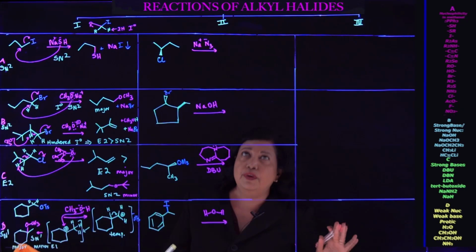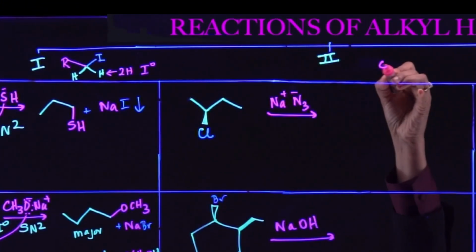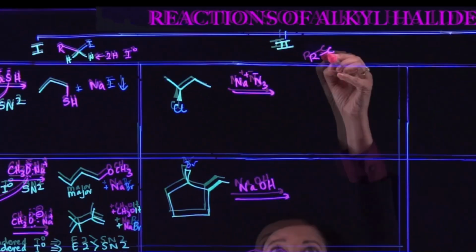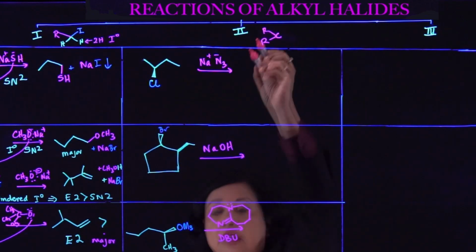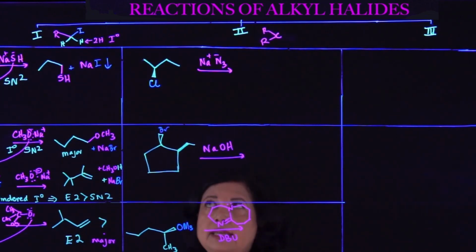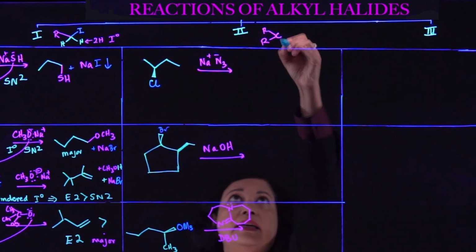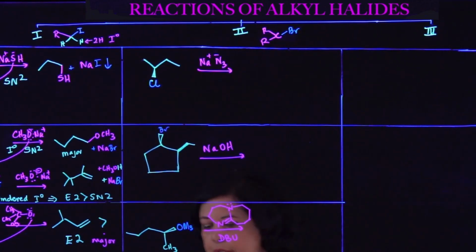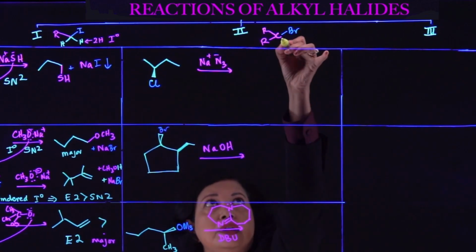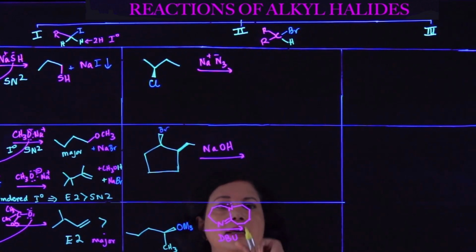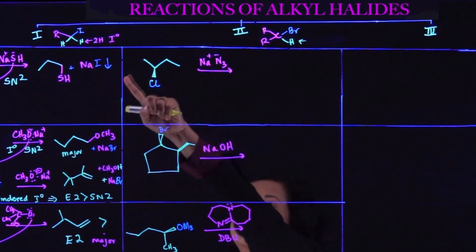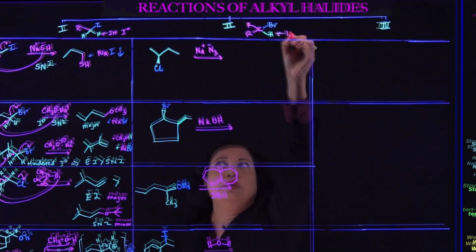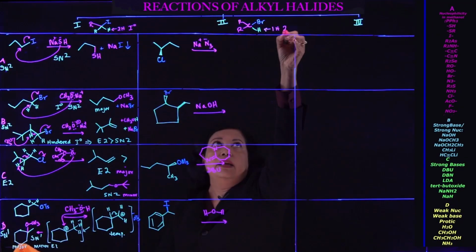So how do we identify a secondary? That's really key to these reactions, being able to identify whether it's a primary, secondary, or tertiary. Let's say you have 2 R groups on the carbon that has a leaving group, a halide, like a bromide, iodide, or chloride, and you only have 1 hydrogen, that is going to be a secondary. 2 hydrogens, primary. 1 hydrogen here is going to be secondary.